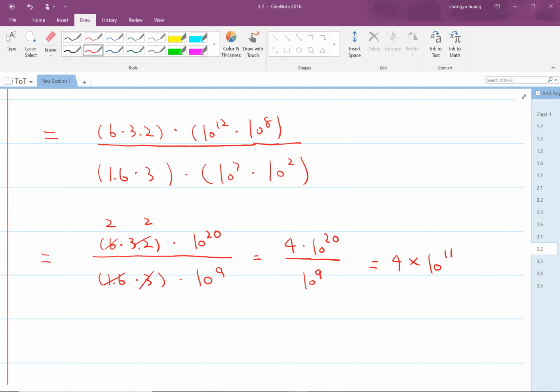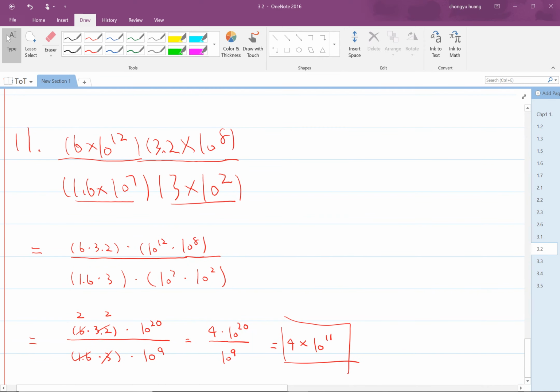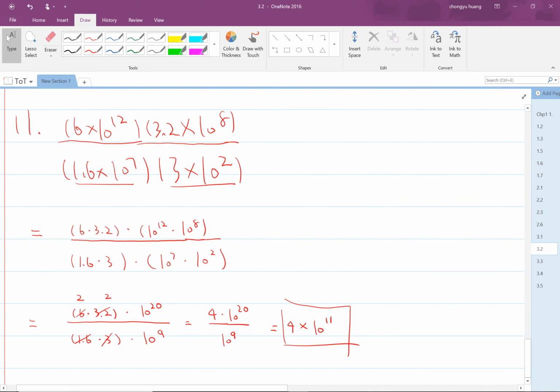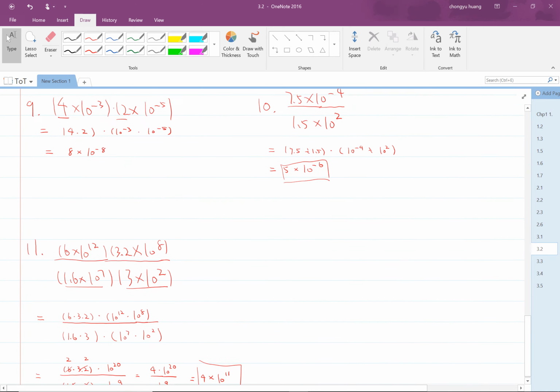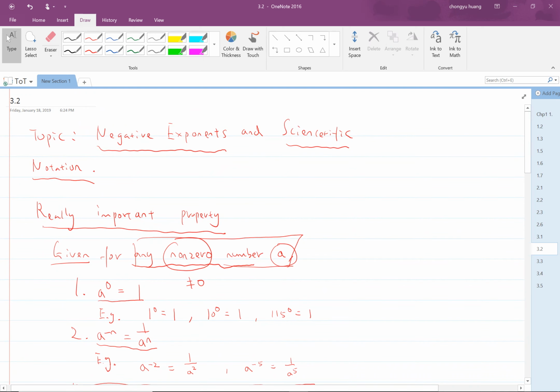Okay, so this is the answer for question 11. There's nothing left. So this is the answer for question 11, and I think that's everything for this topic, this section.